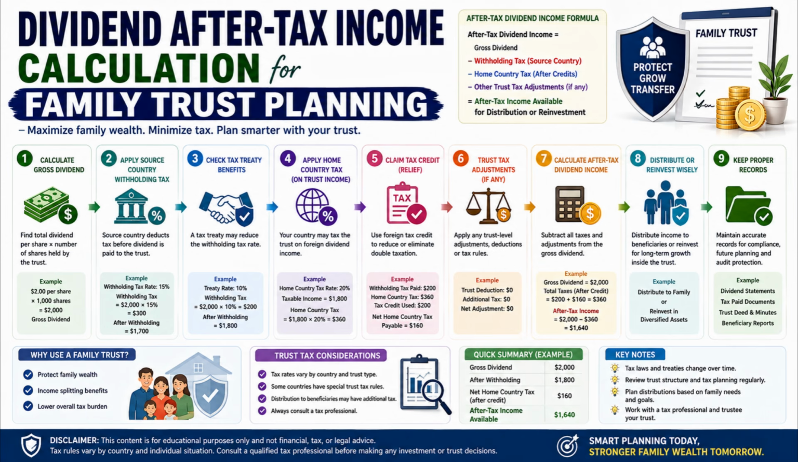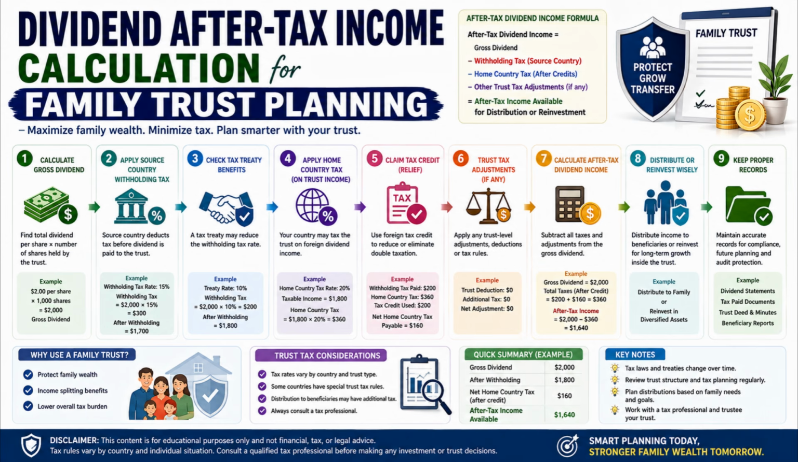After that, it is important to check tax treaty benefits. Some countries have tax treaties that may reduce withholding tax for eligible investors or trusts. For example, a treaty may lower the withholding rate from 15% to 10%. In that case, the withholding tax on a $2,000 dividend would be $200 instead of $300, helping the trust keep more dividend income.